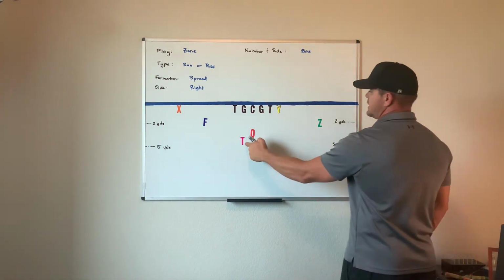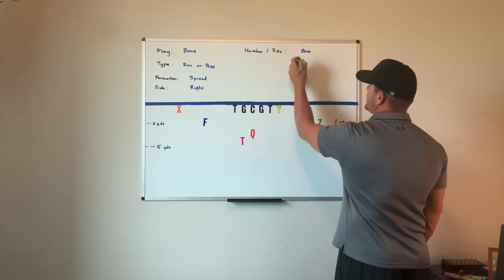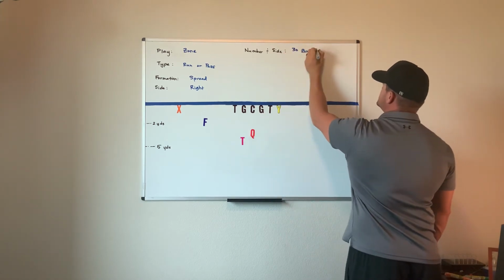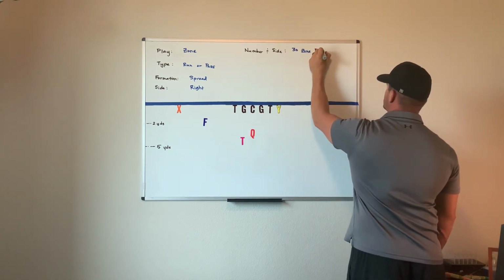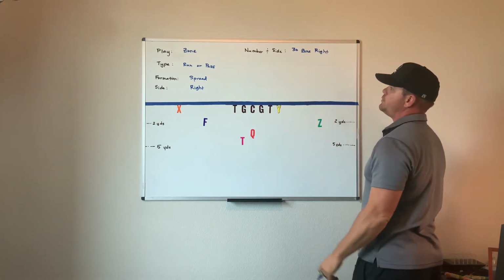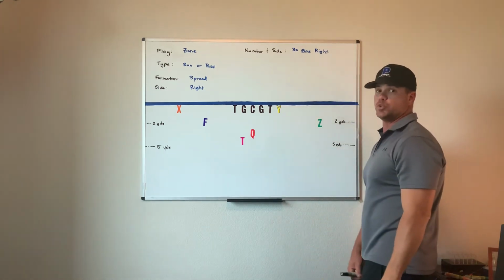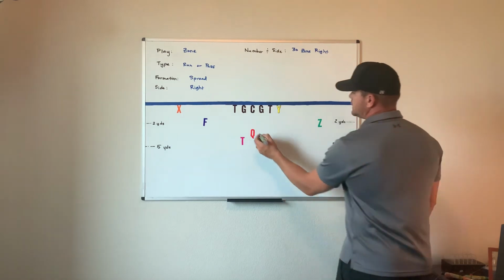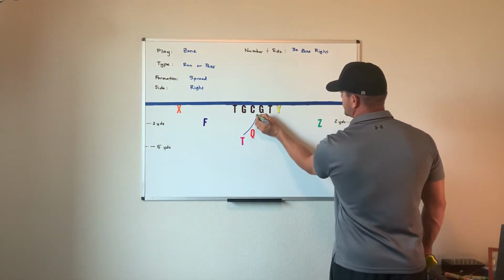On the weak side, it's just like doubles when we're in spread. Okay, because the tailback is on the left, they're running to the right. It's going to be 30 zone right. Got it? So the play call would be spread right, 30 zone right. All right, so what does that look like? It looks like the tailback running right through there.